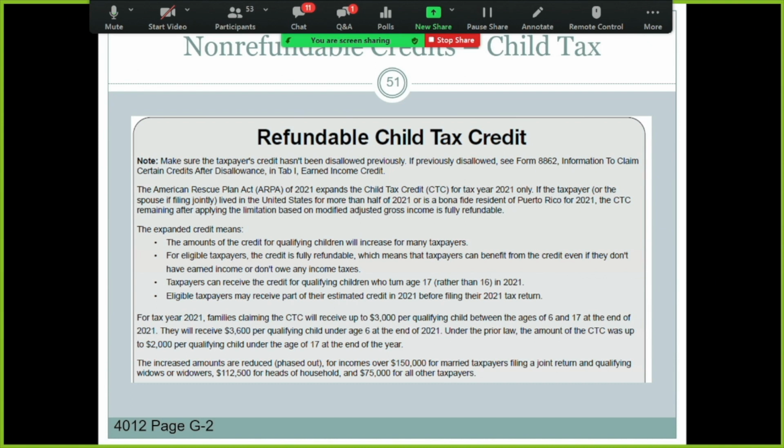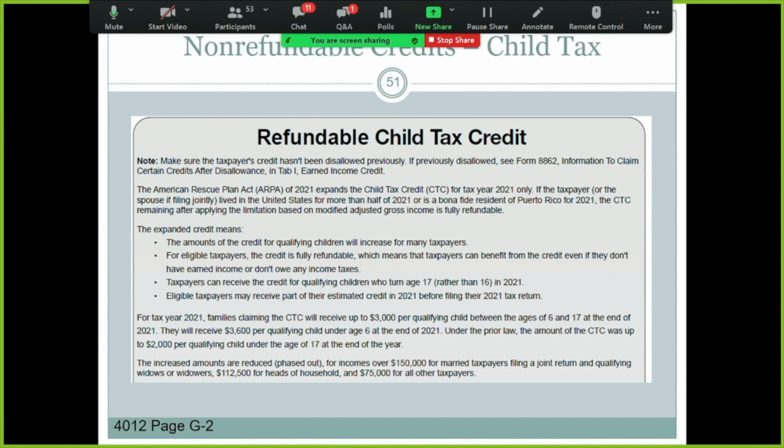So, for tax year 2021, families claiming the CTC will receive up to $3,000 per qualifying child between the ages of 6 and 17 at the end of 2021. They will receive $3,600 per qualifying child under age 6 at the end of 2021. Under the prior law, the amount of the CTC was up to $2,000 per qualifying child under the age of 17 at the end of the year. So this is a new change.